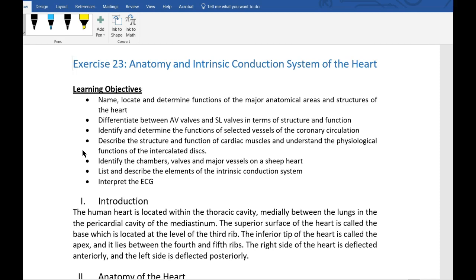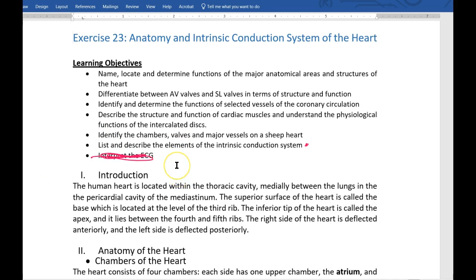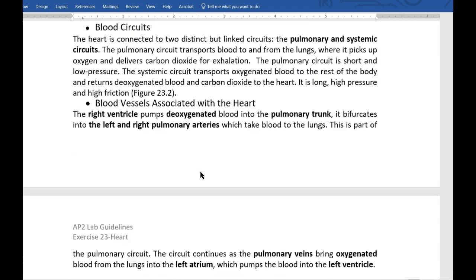The intrinsic conduction system, again, with that, all we're worried about is where it's located, and we're not worrying about interpreting the ECG at all. So that's going to live completely in lecture.